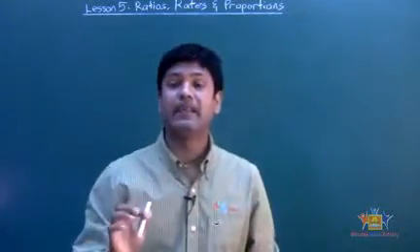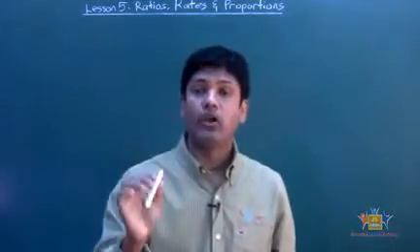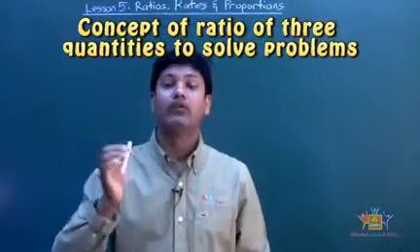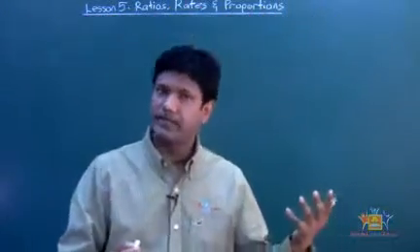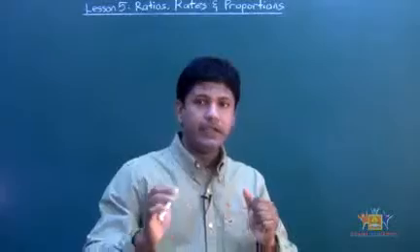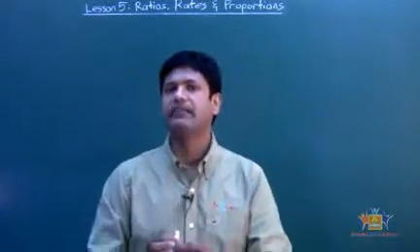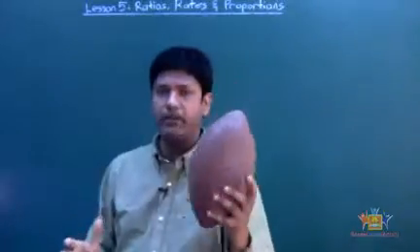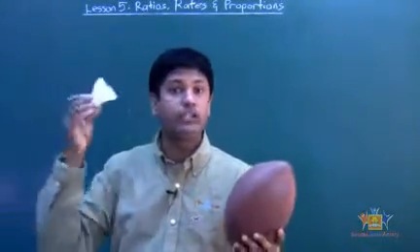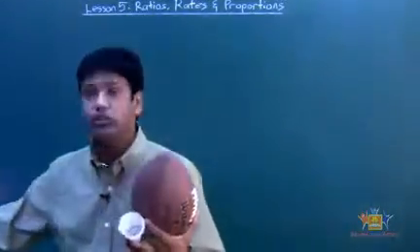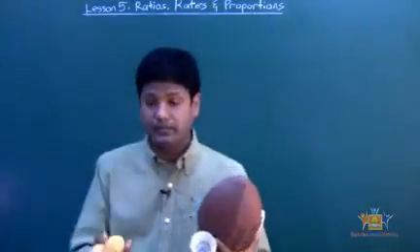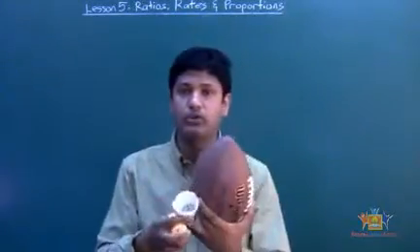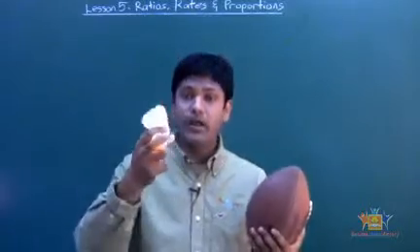Well, in this lesson, we're going to talk about the concept of ratio of three quantities. In the previous lesson, we learned about two quantities. Now, what are three quantities? Let's say, for example, let's take the American football. Mr. Mac has one American football and one shuttlecock, and then I have three ping pong balls. See that? I have three ping pong balls. So what's the ratio? 1, 1, 3.